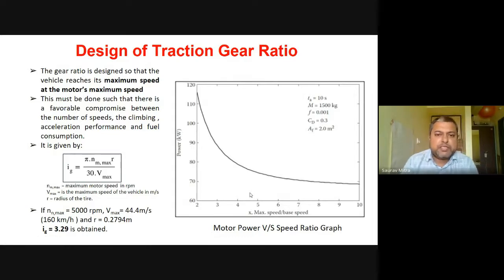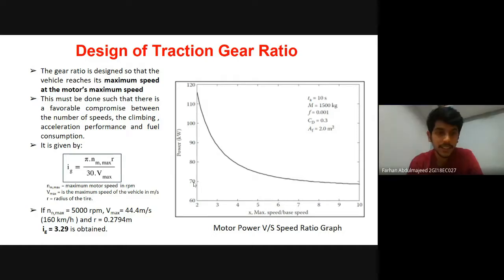After that, you are supposed to explain this graph. So IG is equal to 3.29 that you had said. After that, you start explaining. Restart. Yes, please. So IG, the gear ratio, 3.29, we'll consider it as 4 for calculation purposes.